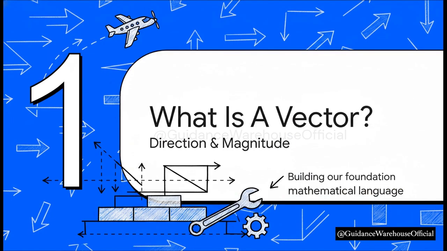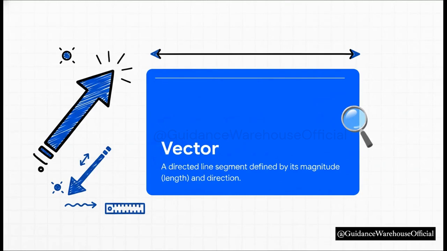Section 1. What exactly is a vector? Direction and magnitude. Okay, to solve our airplane problem, we first have to build a solid mathematical foundation to describe movement and force. And that language? It's the vector. Simply put, a vector is a specific quantity drawn as a directed line segment.